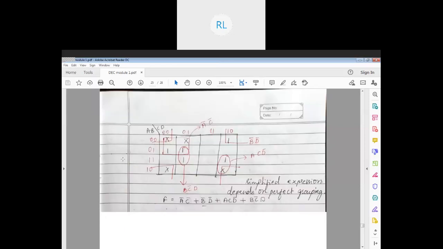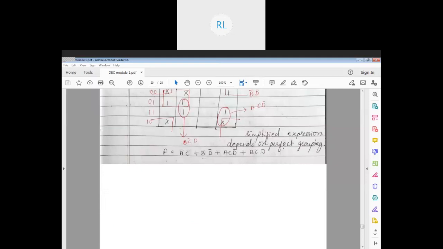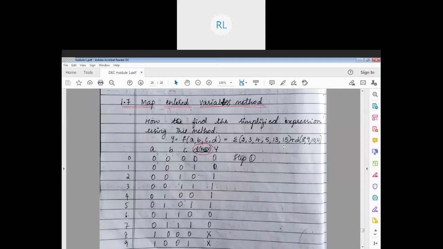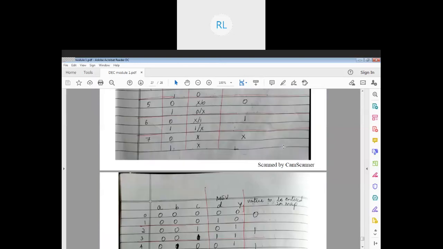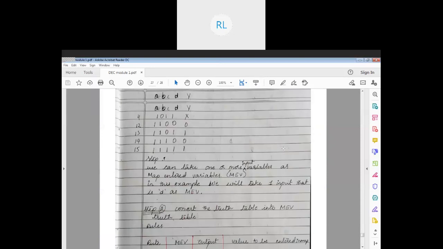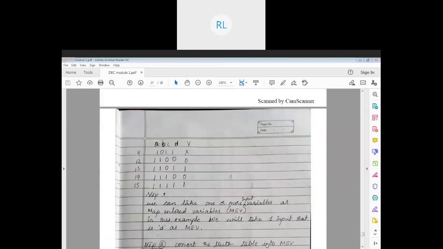Now take this as an example. Suppose there is a don't care term here, or I will come back to this problem once we start discussing don't care. So as of now, what we will do is look into the map entered variable method. This is also a different method just like your K-map. We will be studying about this.